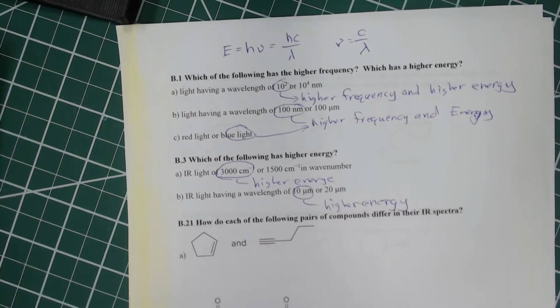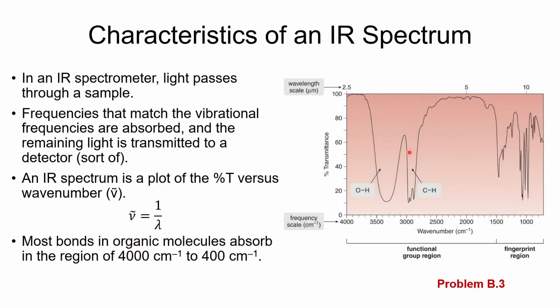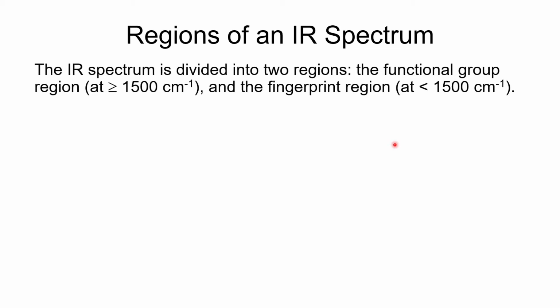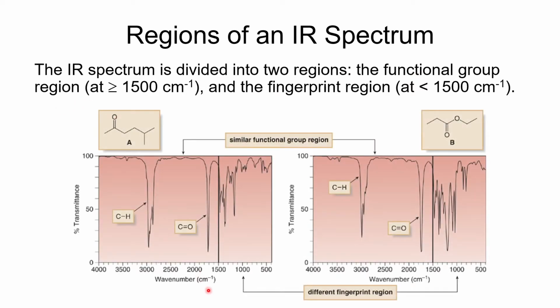All right, so that's pretty straightforward. Well, let's go back and look at the next thing. So now we want to talk about the different regions in the infrared spectrum. So where are the different regions? There's two regions that we will distinguish. One, we're going to refer to as the functional group region, which is where we have wave numbers that are greater than 1500 reciprocal centimeters, and the fingerprint region, which is less than 1500 reciprocal centimeters.